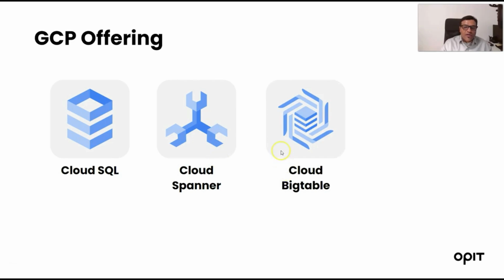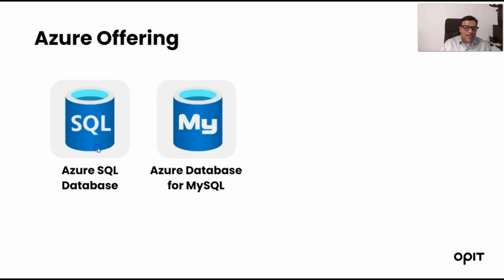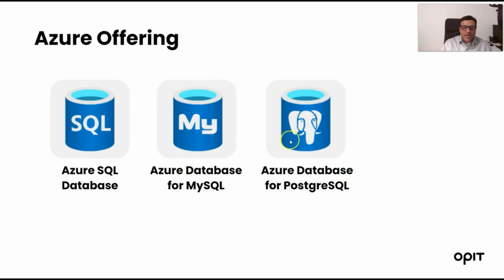Then we have got Cloud Bigtable. So this is a NoSQL service available. Then we got Firestore. Again, this database is used for your mobile and your web solutions. And in Azure, we have a similar offering. We call it Azure SQL Database. So it's again kind of a relational database service, like the RDS feature available. Then we have two flavors of it. One is for MySQL and Postgres, because again, these are open source database solutions. And there is also a proprietary SQL Server solution.